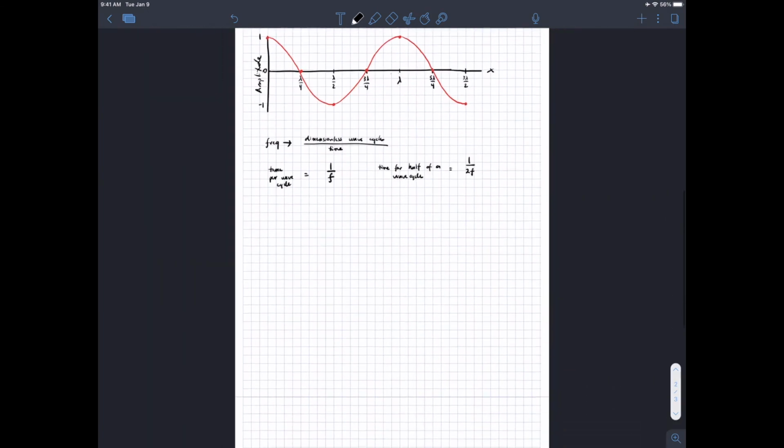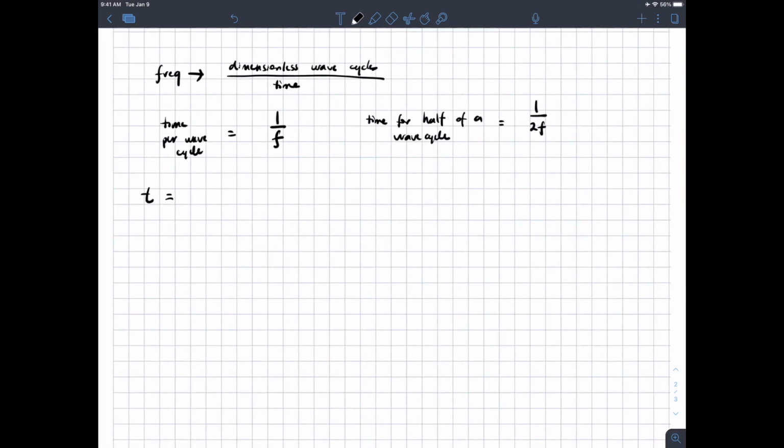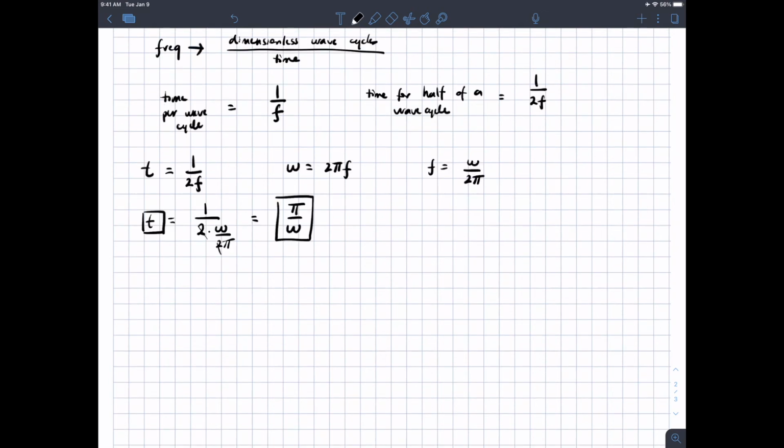Okay. So we're going to now let t equals 1 over 2f, and we're going to remember that omega equals 2 pi times f, or f equals omega divided by 2 pi. So at time equals 1 over 2f, that'll be the same as 1 over 2 times omega divided by 2 pi. Or in other words, time equals pi divided by omega. That's how much time we're going to let elapse.